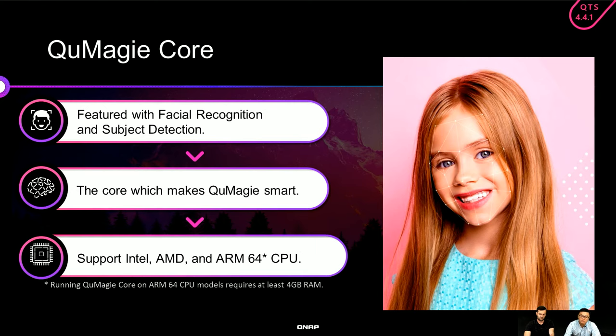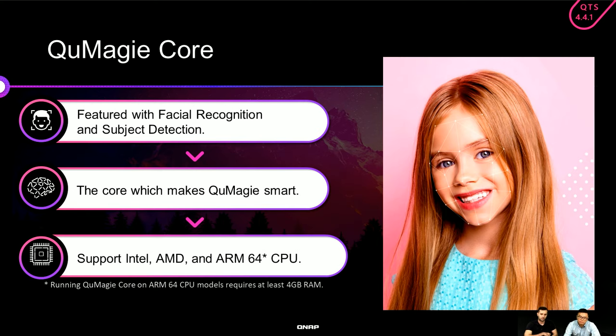QMagic Core is embedded with facial recognition and subject detection, so it can make QMagic smart. We currently support Intel, AMD, and ARM 64 CPU models. We would suggest that if you are still using ARM 64 CPU models, you upgrade your RAM to at least 4 GB. That would be much smoother when you are running the recognition.